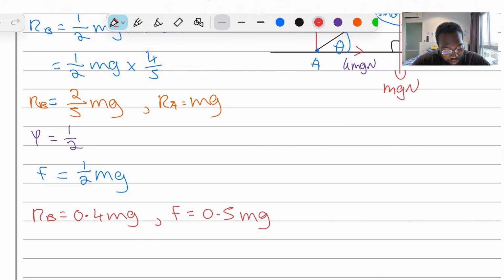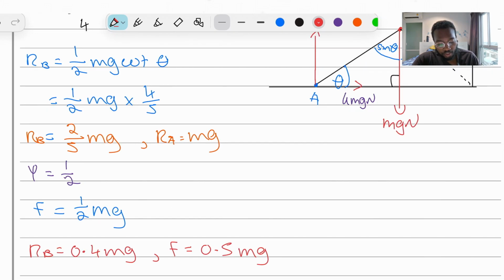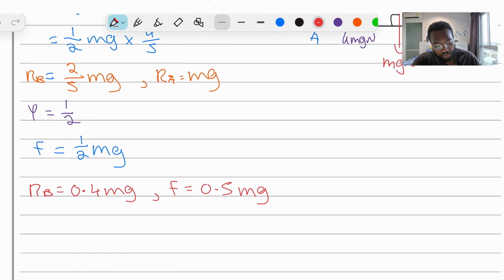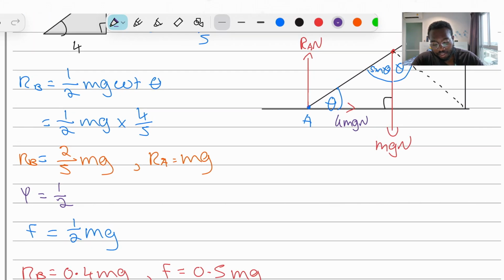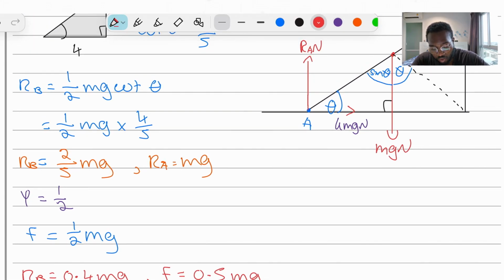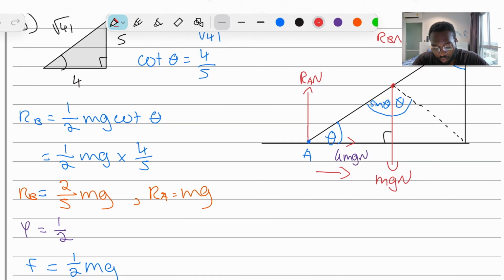Now, just by looking at this, what do we know? We know that our F value is bigger than our RB value, so F is actually greater than RB. So what does that mean? Well, if F was going in this direction, that would be impossible, because if we have 0.5 mg, that friction plus the kmg would be greater than the RB, but they have to balance because they're still in equilibrium.